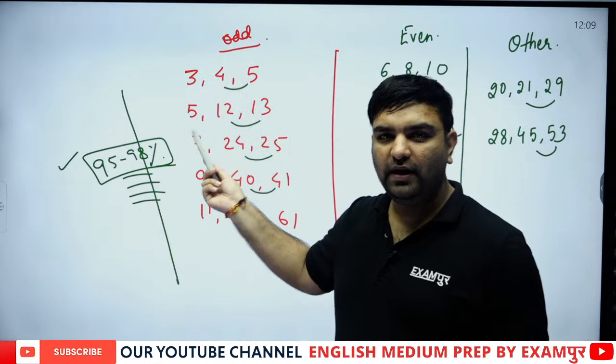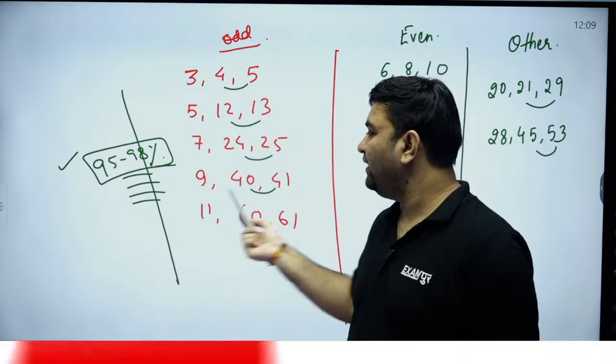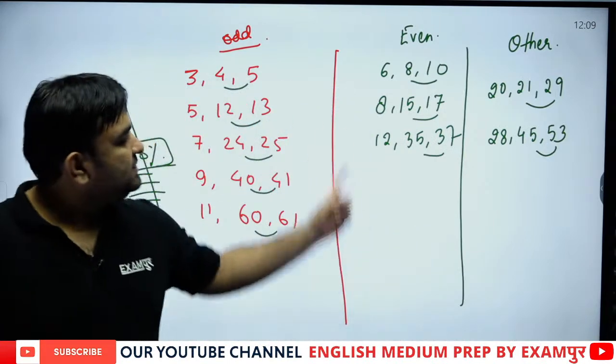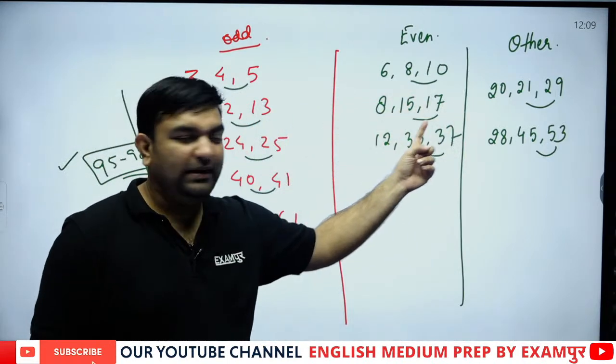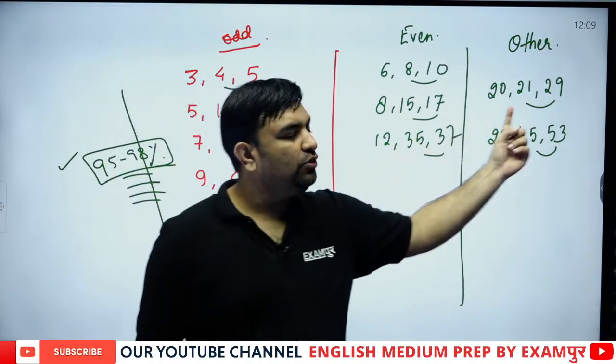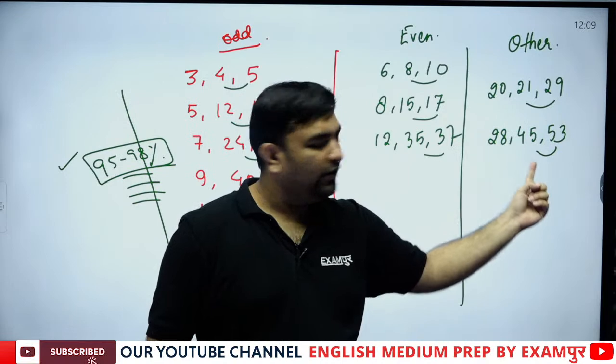3, 4, 5; 5, 12, 13; 7, 24, 25; 9, 40, 41; 11, 60, 61. Then 6, 8, 10; 8, 15, 17; 12, 35, 37. Others: 20, 21, 29; 28, 45, 53.